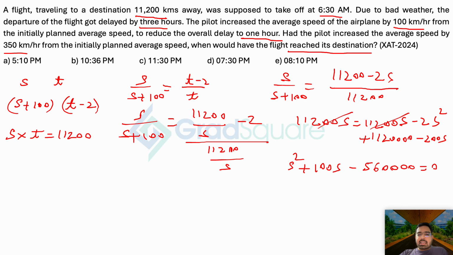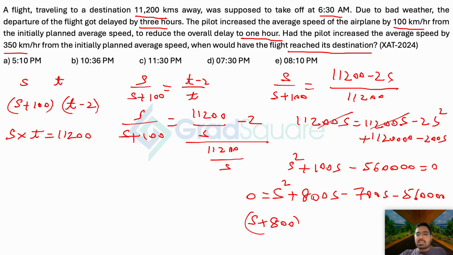which is 5,60,000, right? So can I break this up further by splitting the middle term and say S square plus 800S minus 700S minus 5,60,000 should be equals to 0, correct? If you solve this further, you will realize it will turn out to be (S plus 800) into (S minus 700) equals 0, which gives me the value of S as 700. The value of minus 800 has to be rejected because the speed cannot be in negative values. So S will turn out to be 700 kilometers per hour.